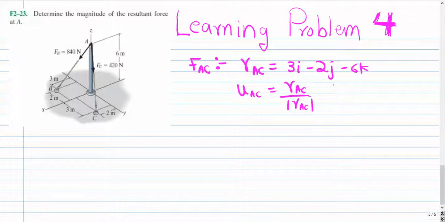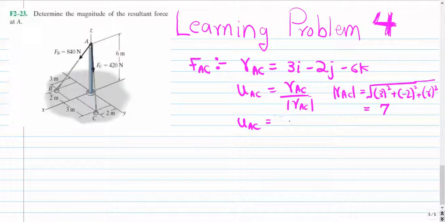Its magnitude is going to be under root 3 squared plus 2 squared plus 6 squared, and we get 7 meters. Now that we have the magnitude and the position vector, we can find the unit vector, 3i minus 2j minus 6k divided by 7. So this is the unit vector from A to B.